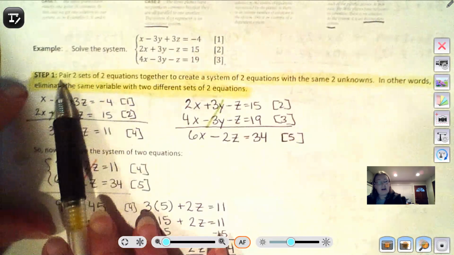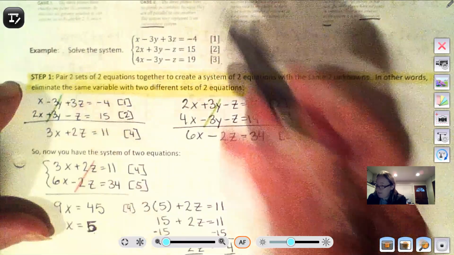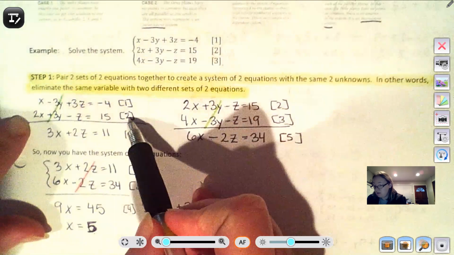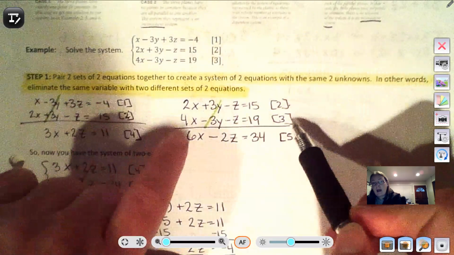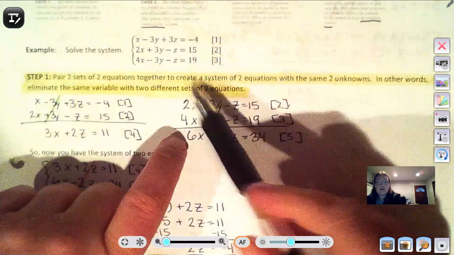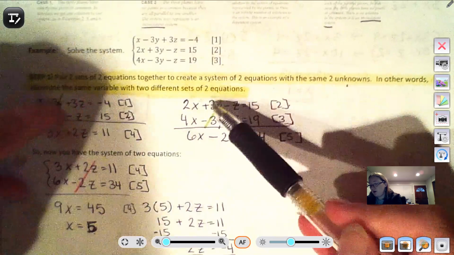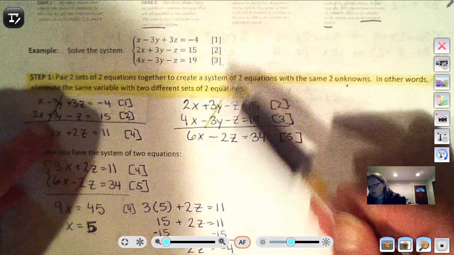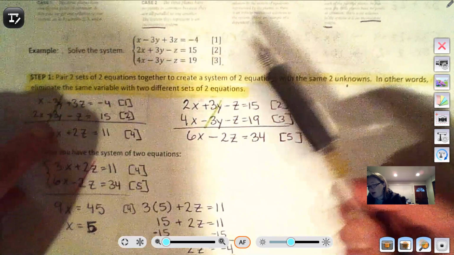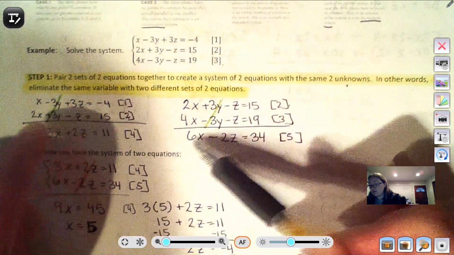So basically here's my directions. It says pair two sets of two equations. So I paired 1 and 2, and then I paired 2 and 3. And it says to create a system of two equations with the same two unknowns. So the idea is that you need to eliminate the same variable, like y's with 2 of them, and then y's with 2 others from your system of 3, so that you have just z's and x's. So it's a system of 2.